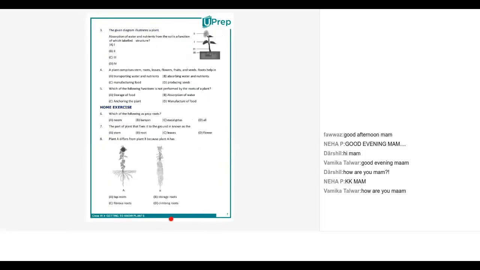Yes, ma'am. Okay, Neha, take up. Okay, for Vamika, continue with question number 3. Okay, ma'am. The given diagram illustrates a plant. Absorption of water and nutrients from the soil is a function of which labeled structure? Ma'am, absorption, I think leaves. Absorption of water and nutrients. Please. No, ma'am, sorry, it's the root. Yes, it is root, so option number? Ma'am, roots, option number 3. That is C here. Correct? Yes, ma'am. All right. Yes, Vamika, all of them were correct.